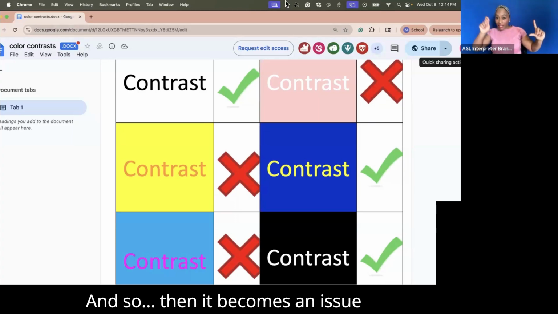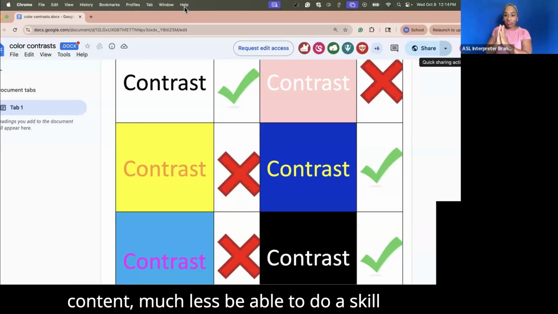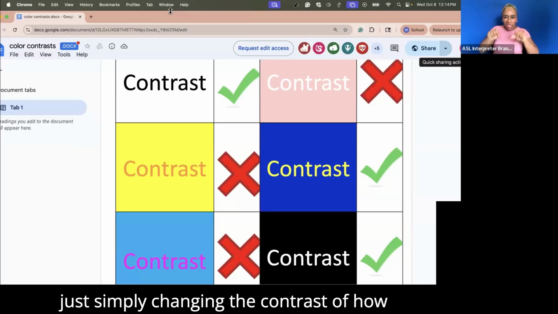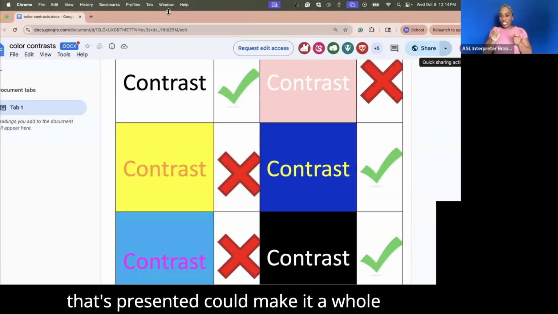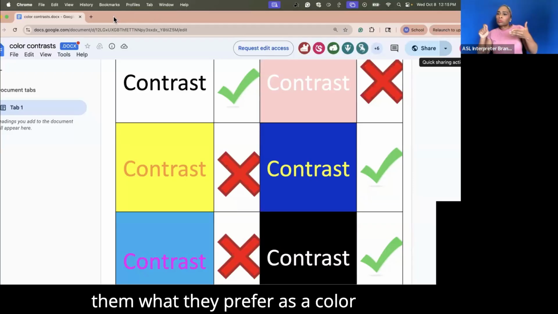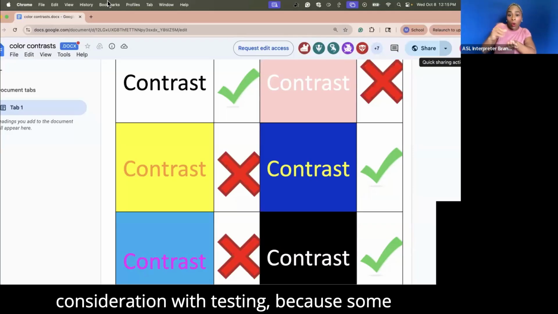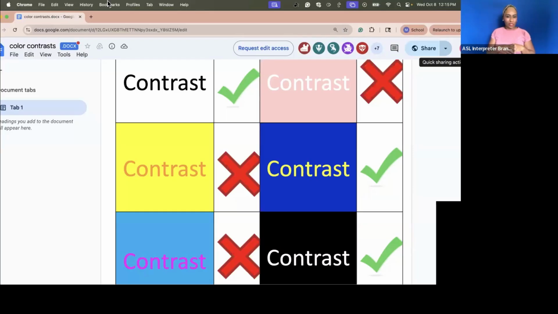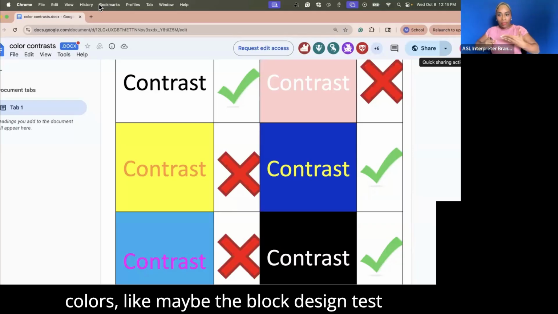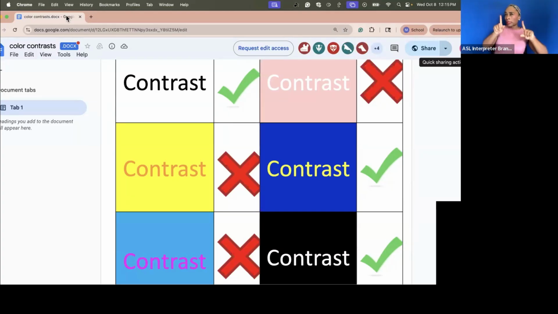And so then it becomes an issue of not even being able to see the content, much less be able to do a skill or a task related to the content. But just simply changing the contrast of how that's presented could make it a whole lot more accessible for a kiddo, asking them what they prefer as a color contrast. And that, I think, is a special consideration with testing, because some of those tests are visual and require looking at different colors, like maybe the block design test would be something you need to think about, the color contrast of how a kiddo prefers to do things.